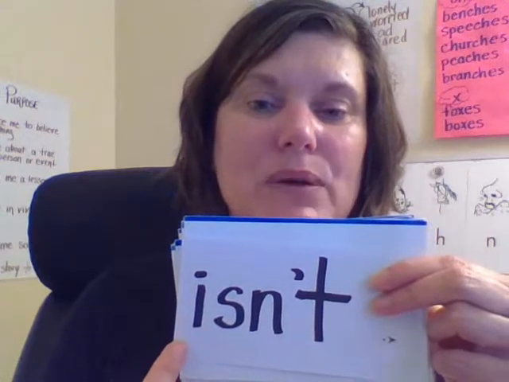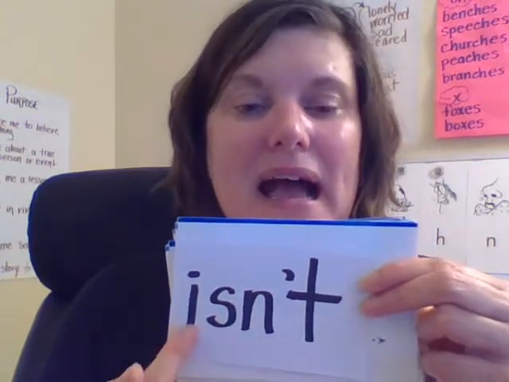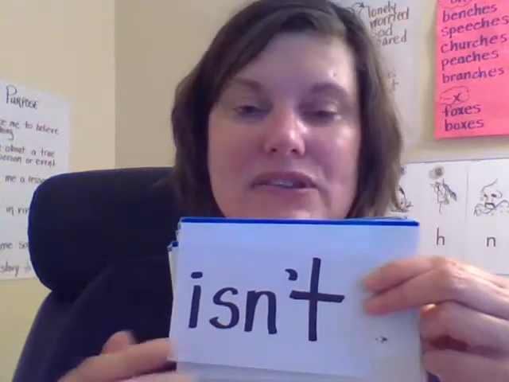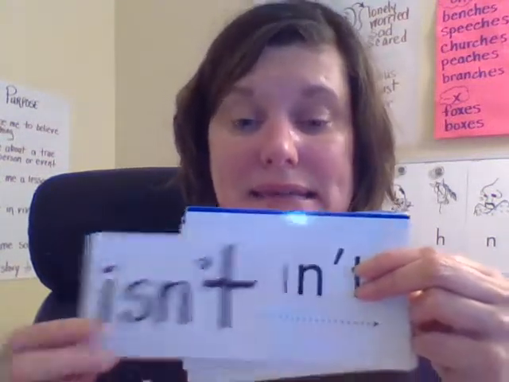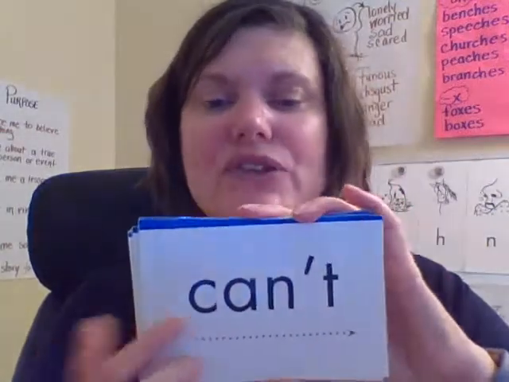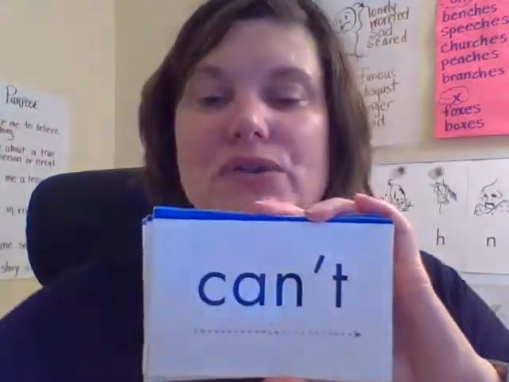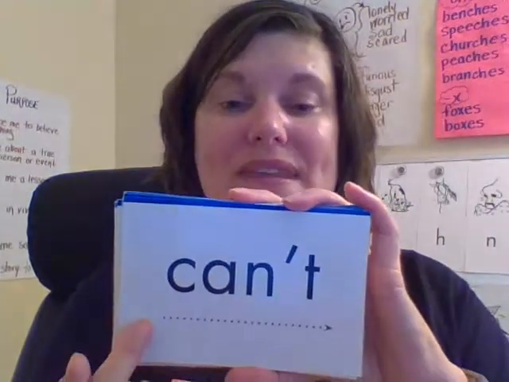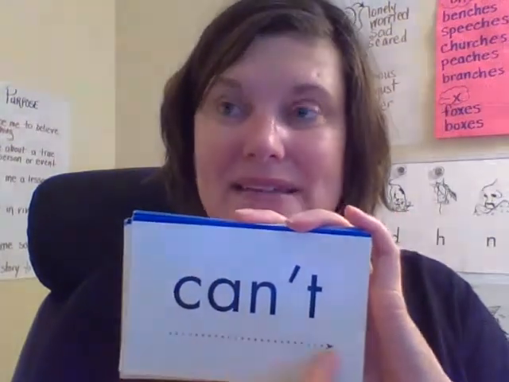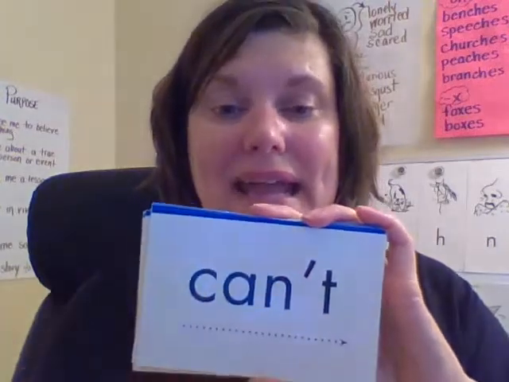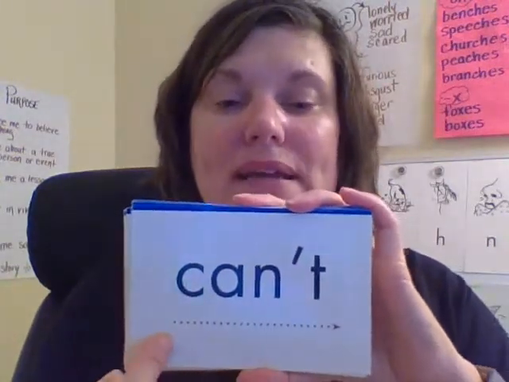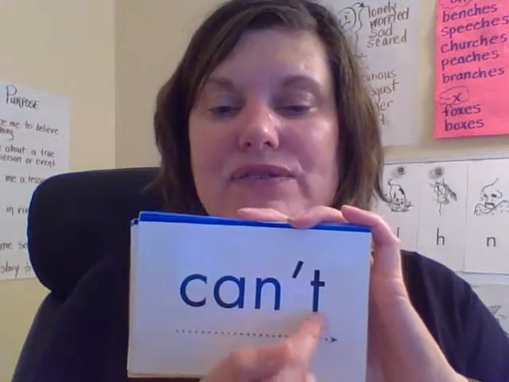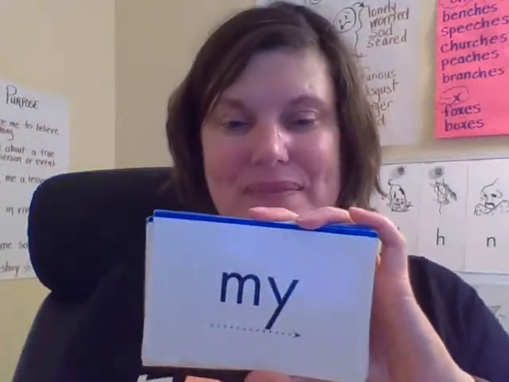So let's read, spell, read again. Isn't. I-S-N apostrophe T, isn't. This is a short way of saying is not. Here's another contraction. We know it's a contraction because of the apostrophe. So this is can't. Can't is a short way of saying cannot. Read, can't. Spell C-A-N apostrophe T, can't.